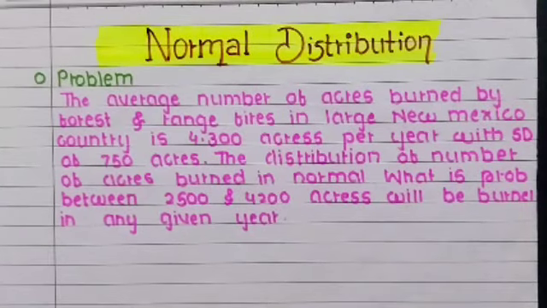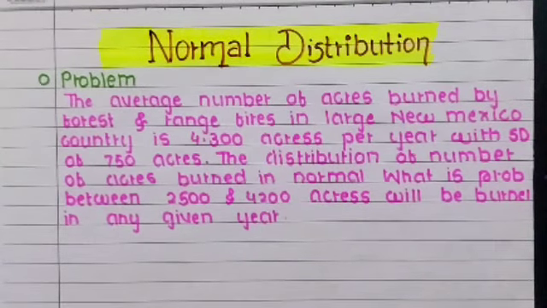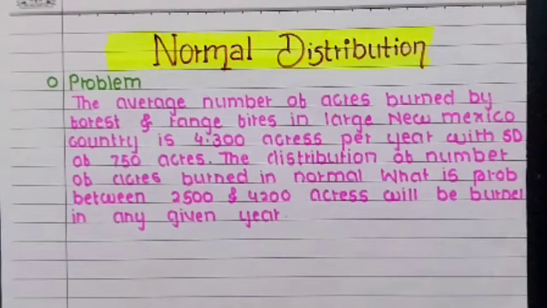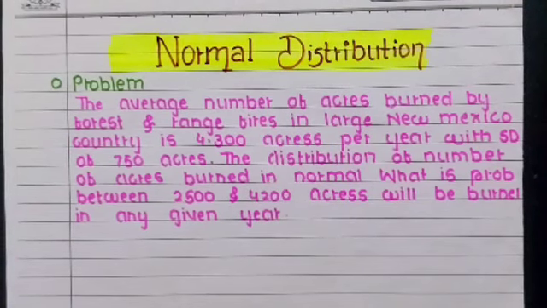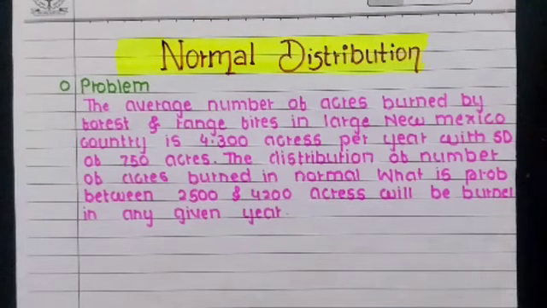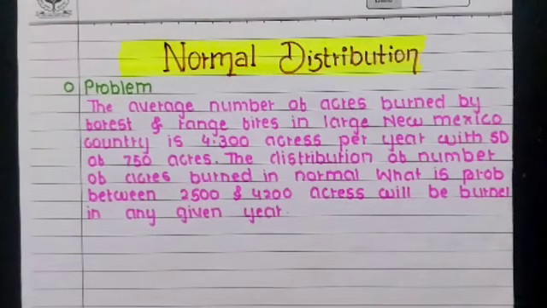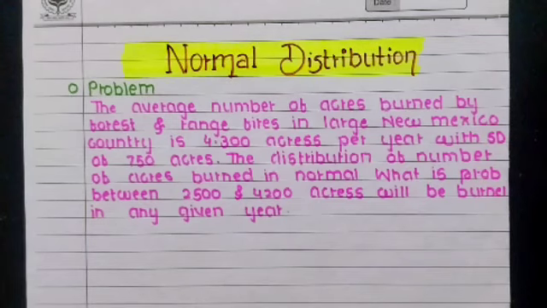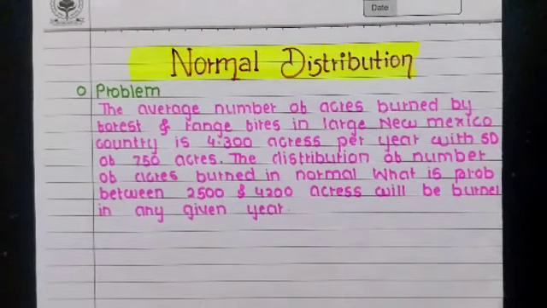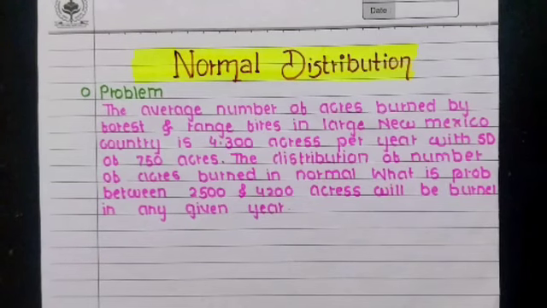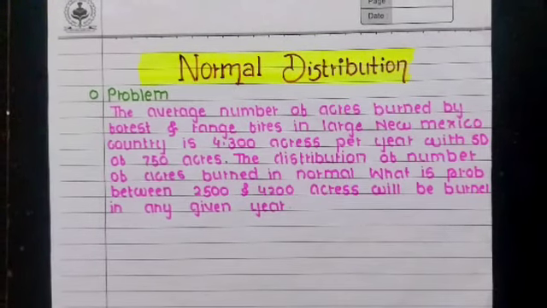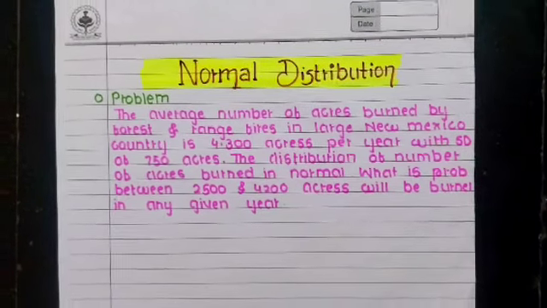The average number of acres burnt by forest and range fires in large New Mexico country is 4,300 acres per year with a standard deviation of 750 acres. The distribution of the number of acres burnt is normal. What is the probability that between 2,500 and 4,200 acres will be burnt in any given year?